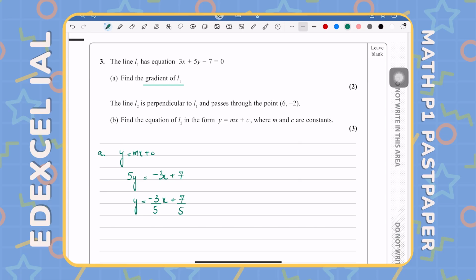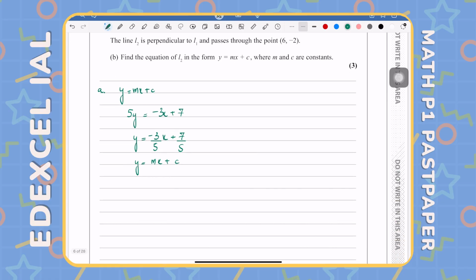Now you can compare this with y is equal to mx plus c, and as mentioned earlier, m, which is the coefficient of x, is the gradient. So that means the gradient of L1, which is line 1, is equal to minus 3 upon 5. So let's write that explicitly. And there you go. That's the answer to the first part.